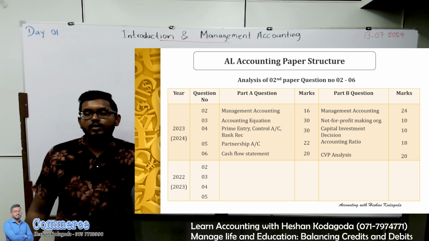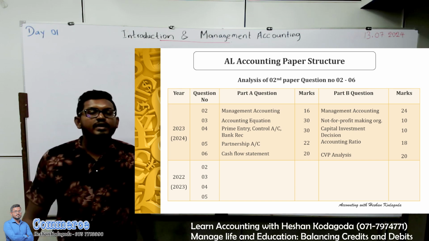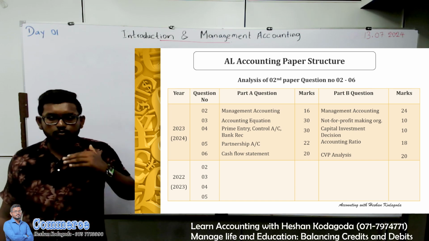Part A of the second question in the 2023 paper, from this lesson.